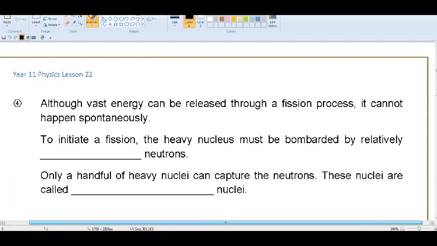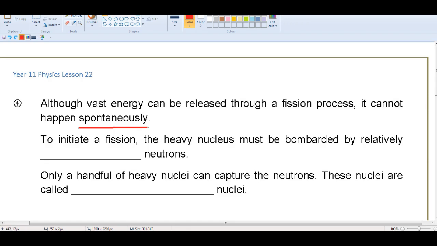Although vast energy can be released through a fission process, it cannot happen spontaneously. Okay, so this word spontaneously means what? Means naturally occur. It cannot occur naturally. So you can't imagine that a uranium in nature would just split up. Although we have lots of neutrons flying around in space, even if they pass through that uranium, that doesn't mean the uranium will split up. It's just impossible to happen spontaneously or naturally.